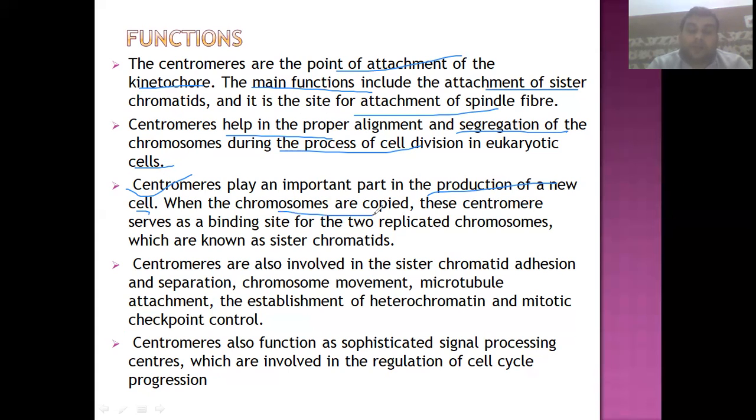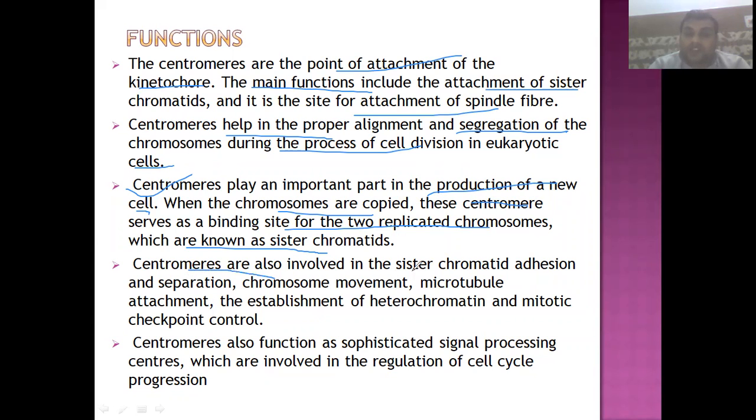When the chromosomes are copied during replication, the centromeres serve as the binding site for the two replicated chromosomes, known as sister chromatids. Before replication, a chromosome consists of only two arms, P and Q. After replication, each chromatid has a sister chromatid as well. These sister chromatids attach to the centromere region and ultimately separate during cell division.